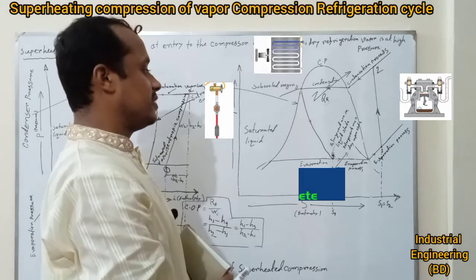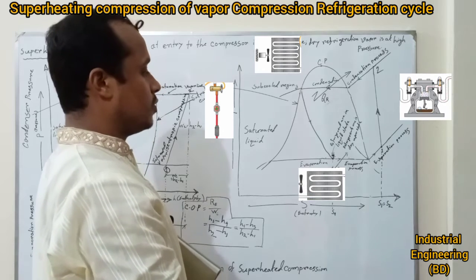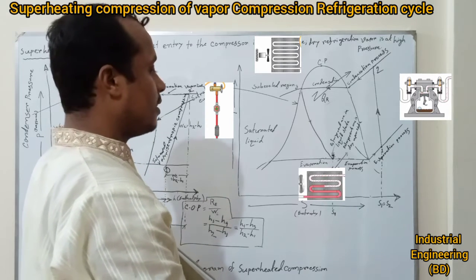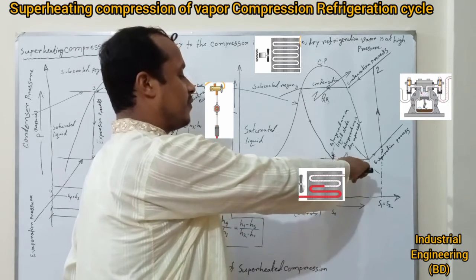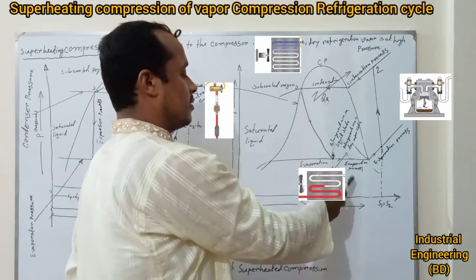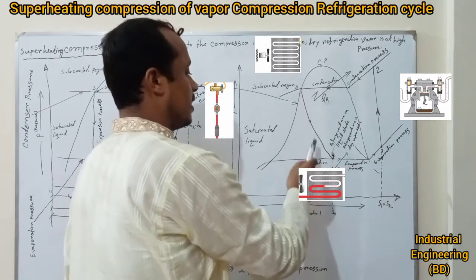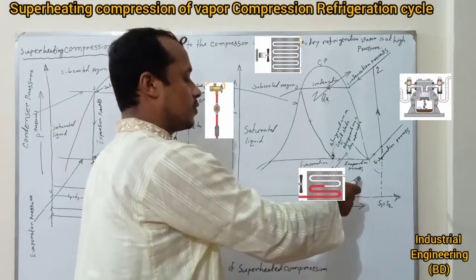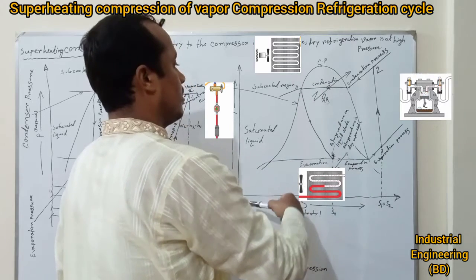Now this refrigerant passes through the evaporation or cooling coil. That coil absorbs heat from its surroundings and produces the refrigeration effect. So again, the compression, condensation, expansion and evaporation processes are completed in this cyclic way.